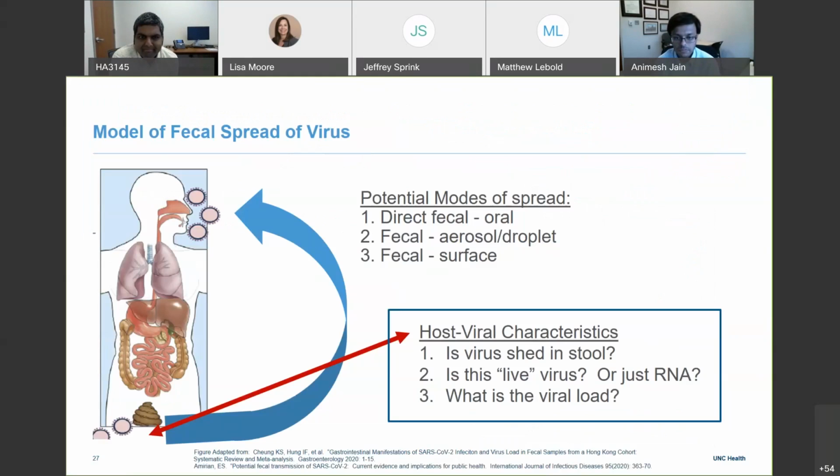Next slide. So I'll move on from physics studies to talking a little bit about what we actually know about the virus and try to put this in some context and give you some idea of how much we should actually be worried. I gave you the theoretical ways that we could have fecal spread of the virus, but we also have to think about other factors. In order for a virus to be spread through a fecal route, we have to know if the virus is actually shed or released in the stool. Is this an intact live virus, or are we just measuring RNA in the stool? And if there is intact virus, what is the actual viral load? If there's a negligible viral load, the risk of spread is very, very low.